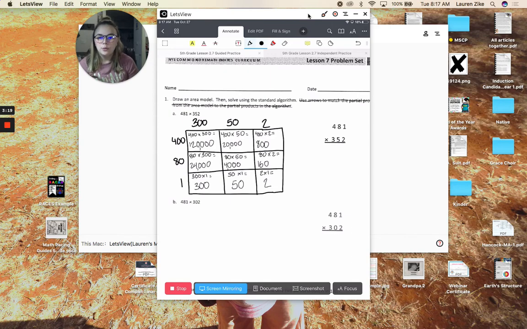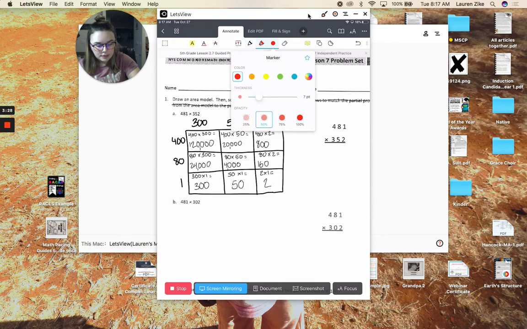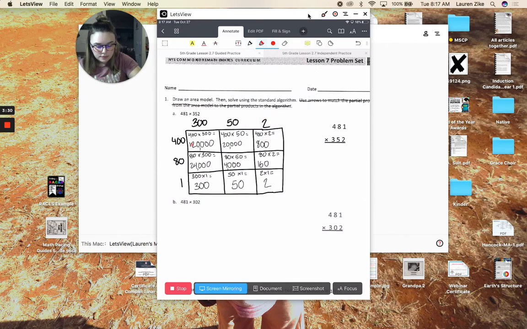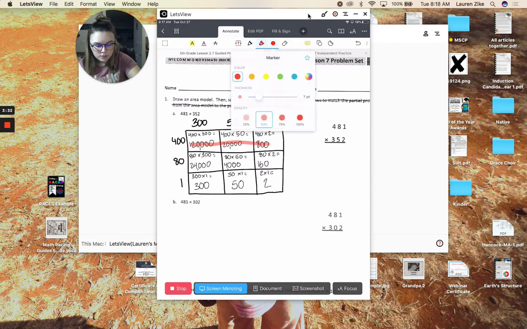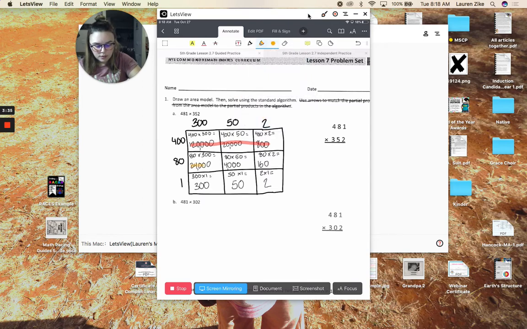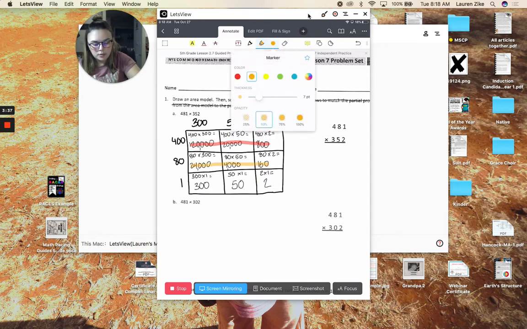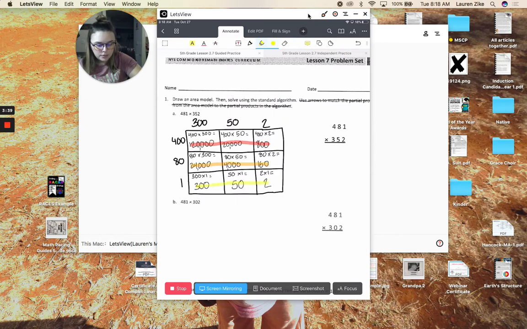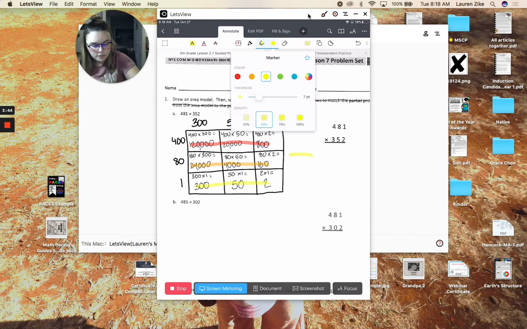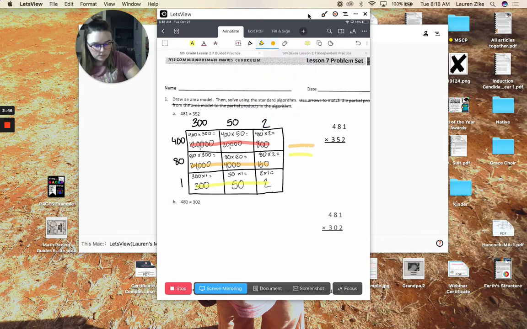To make it a little bit easier to add, I'm going to add straight across first, and then I'll add those down. So I'm going to start by adding these three numbers, and then I'll add these three numbers, and then I'll add these three numbers. And then I'll add them all together.